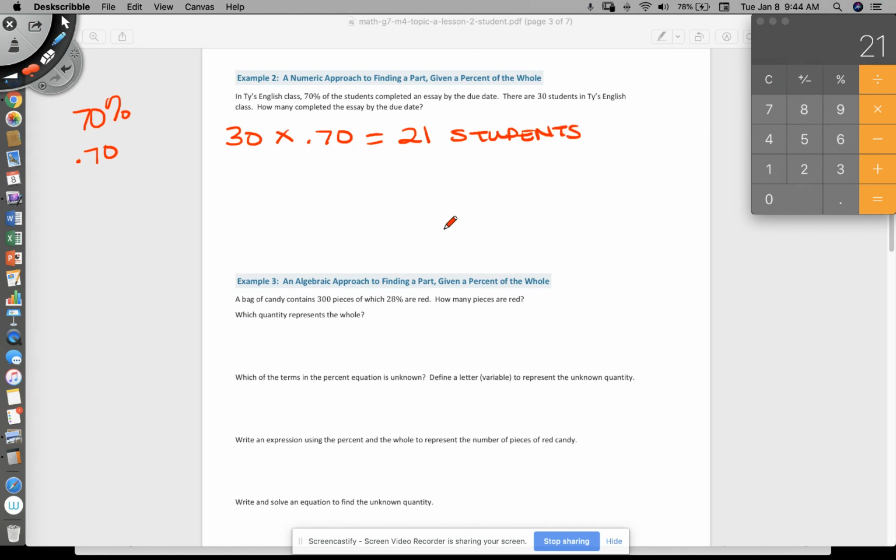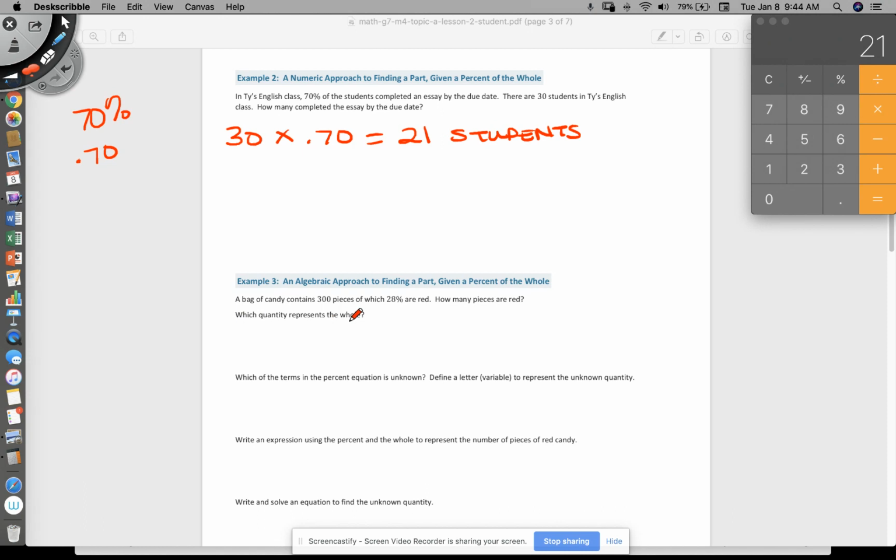Example 3, an algebraic approach to finding a part given the percent of the whole. A bag of candy contains 300 pieces, of which 28% are red. How many pieces are red? All right, so that's the ultimate question where they kind of broke it down here for us to help guide us through the question.